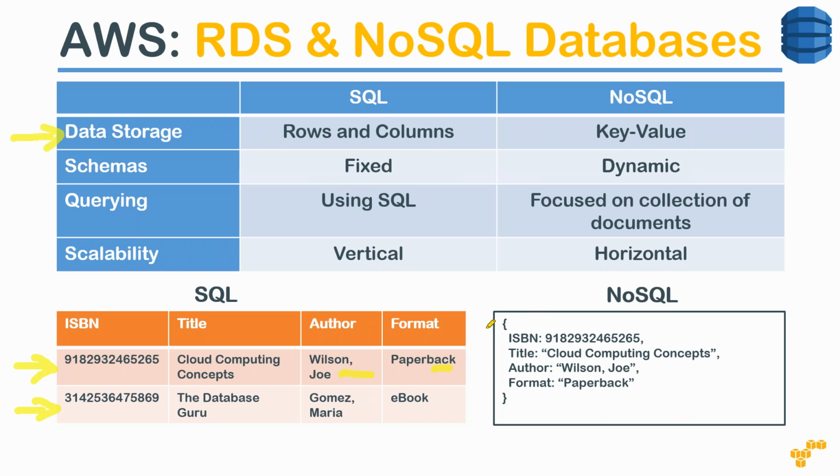Whereas NoSQL, it will look like this. It is a JSON collection or a dictionary object. So it is called a collection. This entire code snippet is called a collection.